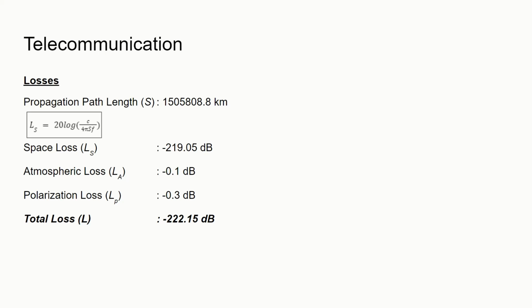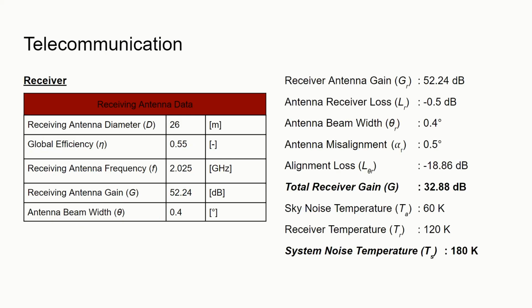Next. For the receiver antenna, we have a diameter of 26 meters, and the calculated gain is 52.24 decibels with a receiver loss of 0.5. With a calculated beam width of 0.4 degrees and a misalignment of 0.5 degrees, we have a receiver antenna alignment loss of minus 18.86 decibels. Therefore, the calculated total receiver gain has a value of 32.88 decibels. With the sky noise temperature of 60 Kelvin and the receiver temperature of 120 Kelvin, we can also calculate the system noise temperature of 180 Kelvin.